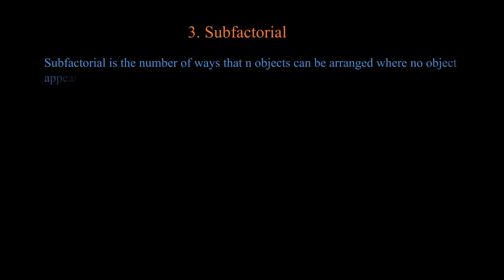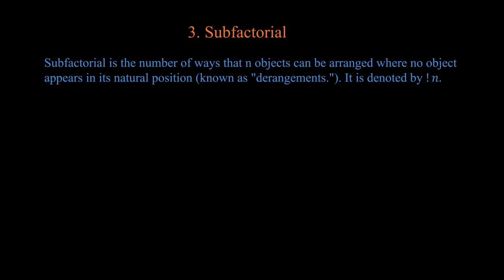At number 3 comes subfactorial. It is denoted by an exclamation sign before the number. First, understand the concept of the subfactorial. Subfactorial is the number of ways that n objects can be arranged where no object appears in its natural position. This is known as derangements.